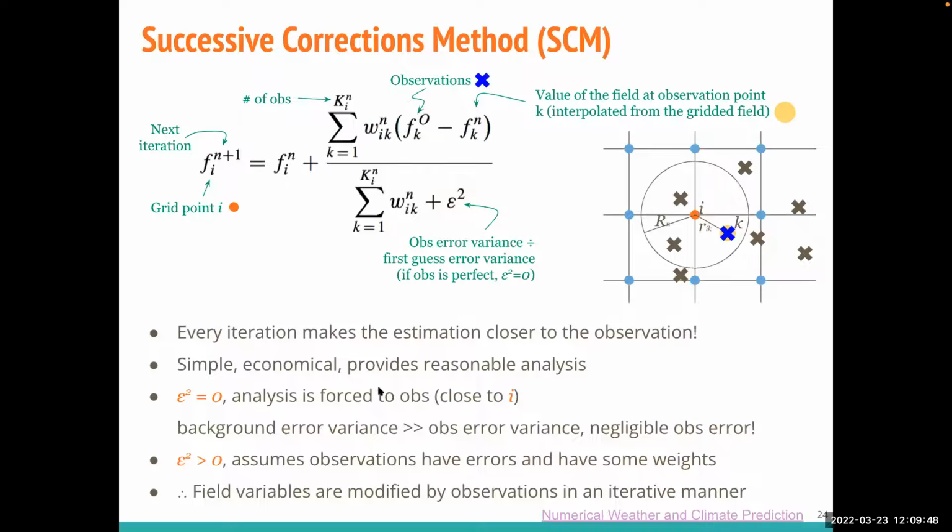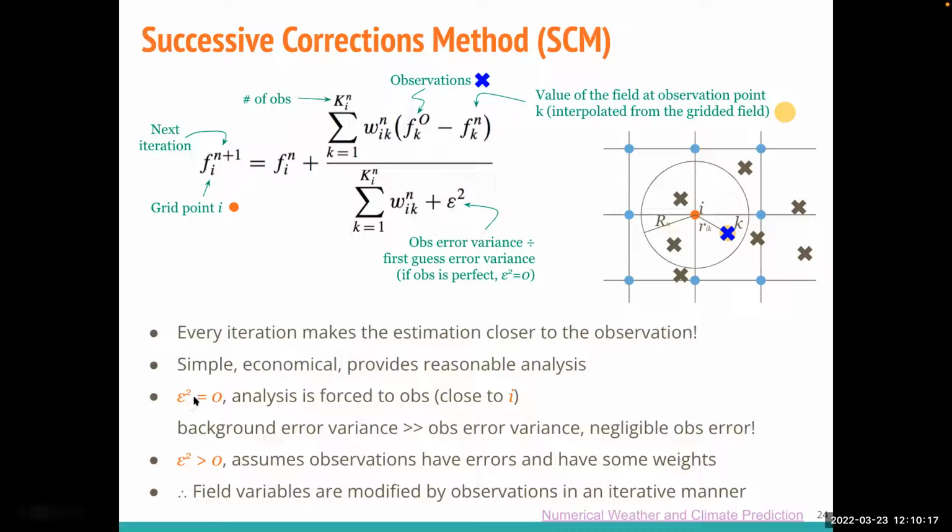So every iteration makes the estimation closer to the observation. You have to guess the value in the orange dot here, using information within this large circle. Why do we do this? It's simple economics, to provide reasonable analysis. We need to get the value here so that you can put it into your model as the initialization.